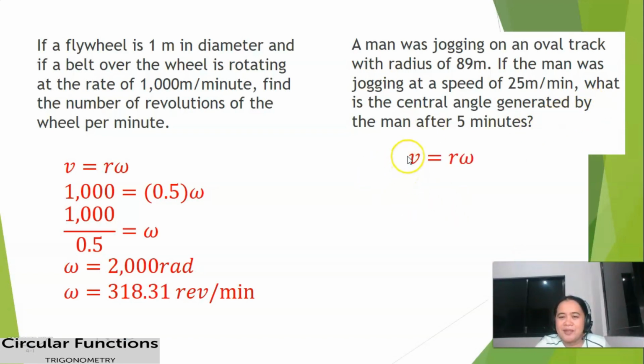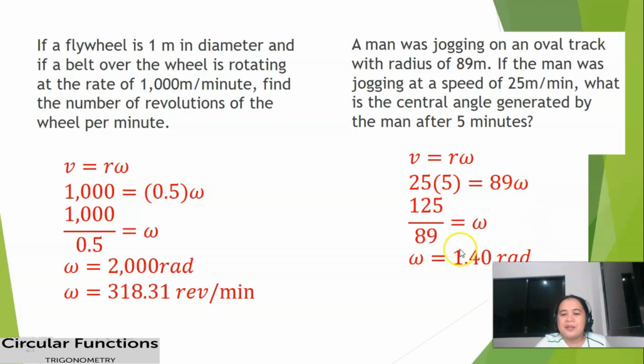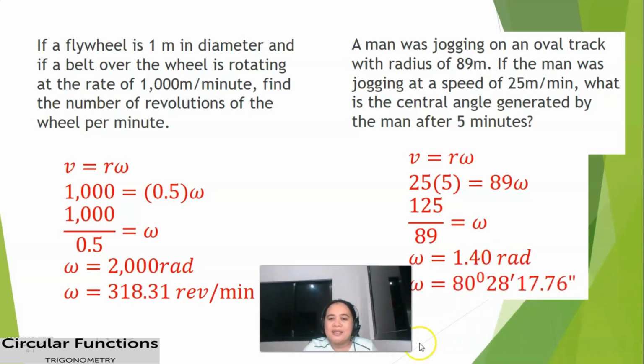So with this, linear velocity is r w. So let's substitute. Our velocity here is 25 meters per minute. Since it is asked after 5 minutes, that would be 25 times 5. Our radius is 89. Then angular velocity is asked. So simplifying, that would be 1.40 radians, or 80 degrees, 28 minutes, and 17.76 seconds. That's the measure of the central angle.